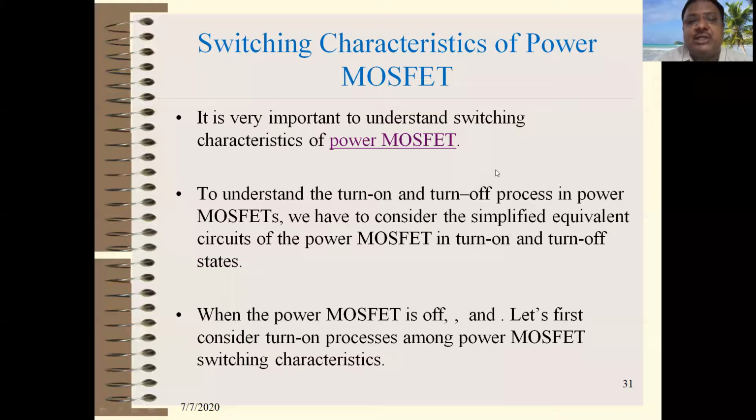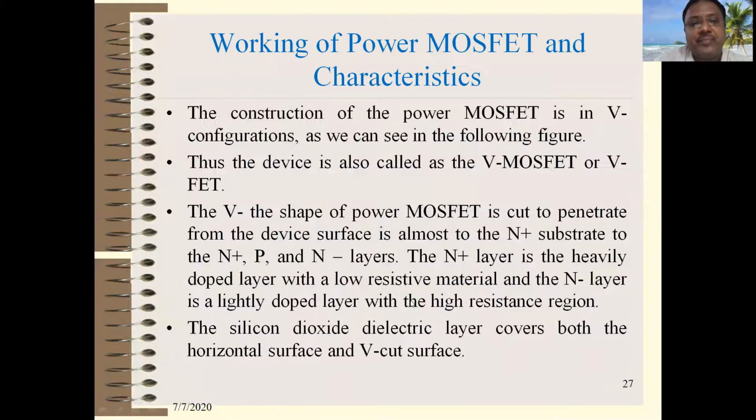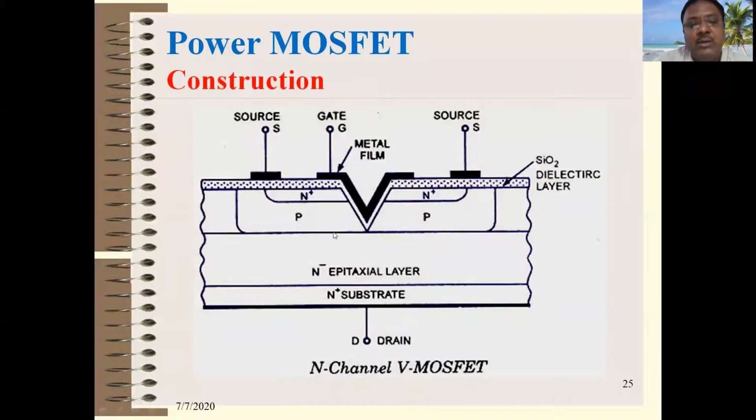So charging and discharging time of capacitance will affect the turn on and turn off time of any power device. Yesterday we saw this equivalent circuit for the turn on process, in which there are two capacitances. CGD is a capacitance between gate and drain, right? Then the second one, CGS, is a capacitance between gate and source. If you see this diagram, capacitance between gate and source, and drain and gate. See here, this is the gate terminal and this is your source, right?